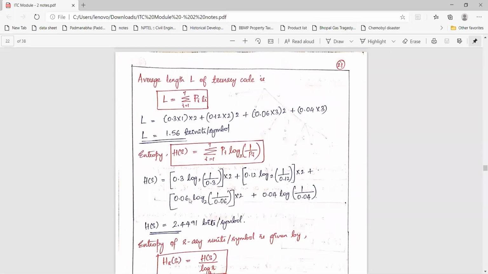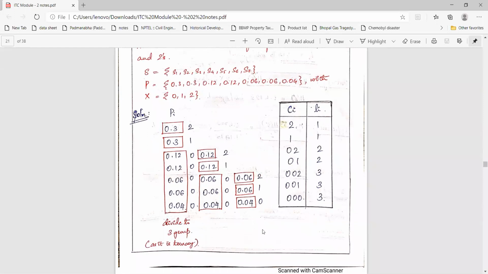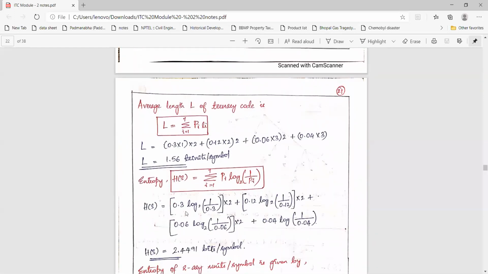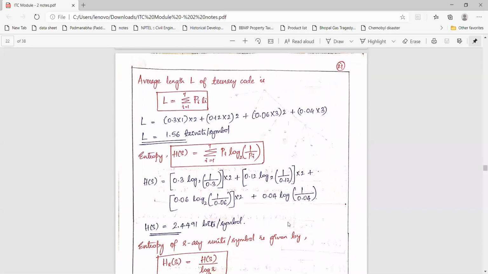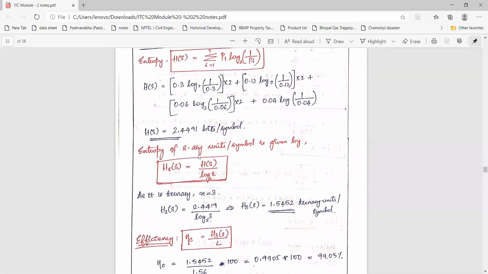Next, entropy. We calculate it as H of S equals the summation from i equal to 1 to 7 of p_i log of 1 by p_i to base 2. The probability values are over here. We just substitute that and calculate the value of entropy, which we get as 2.4491 bits per symbol.